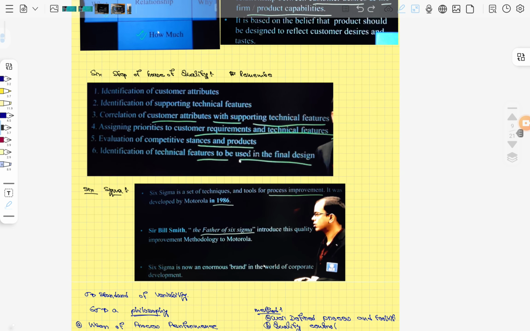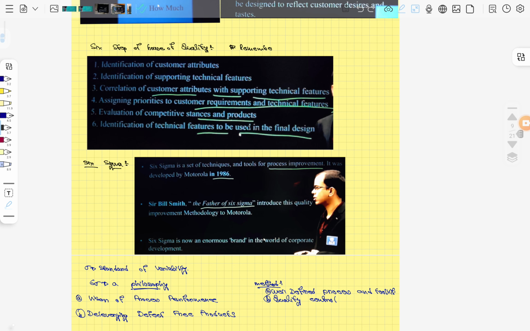Six steps of the house of quality. Remember them. Identify the customer attributes; identification of the supporting technical features; correlation between the customer attributes and the supporting technical features; assigning the priorities to the customer requirements and technical features; evaluation of the competitive stance of the product; and identification of the technical features to be set in the final design.